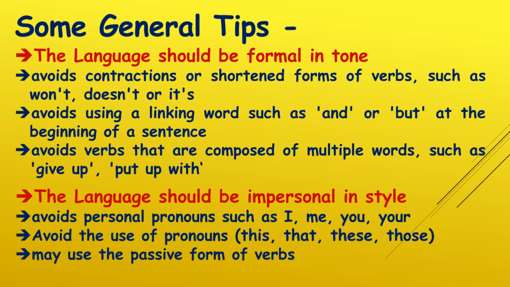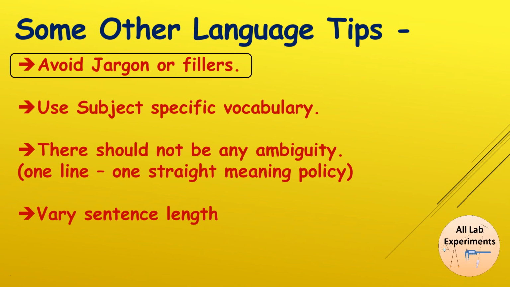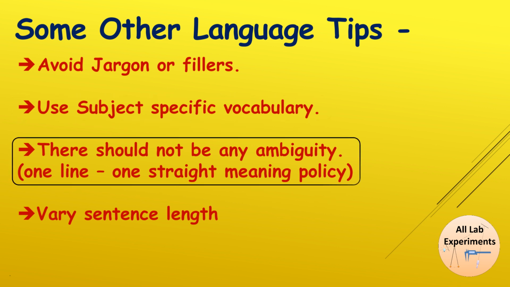Some other language tips that you should add to your writing: first, avoid jargon and fillers. Fillers are things which are not necessary to explain something but are written just to increase your content. Second, every subject has a specific vocabulary, so you should use that subject-specific vocabulary so that the reader feels you are a professional and have a very good command of the subject. After that, there should not be any ambiguity in your language; when you write one line, it should have one straight meaning. And finally, you should vary the length of your sentences.